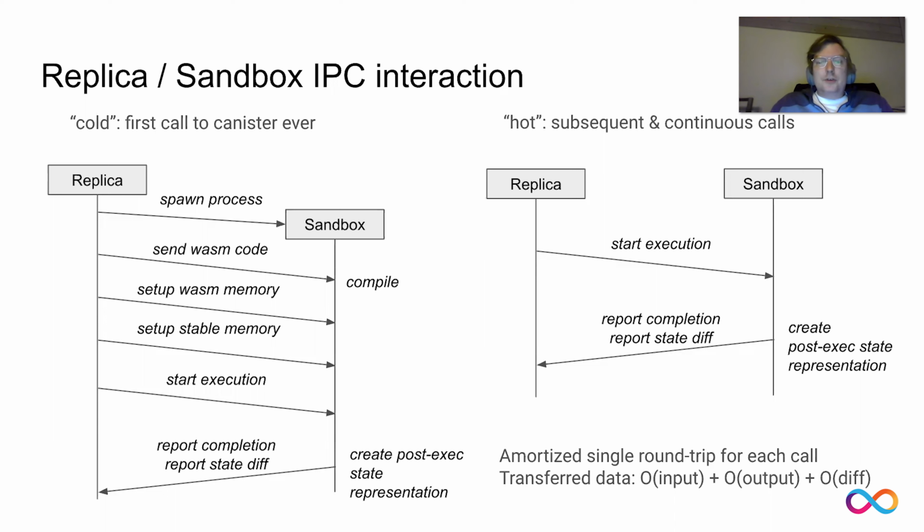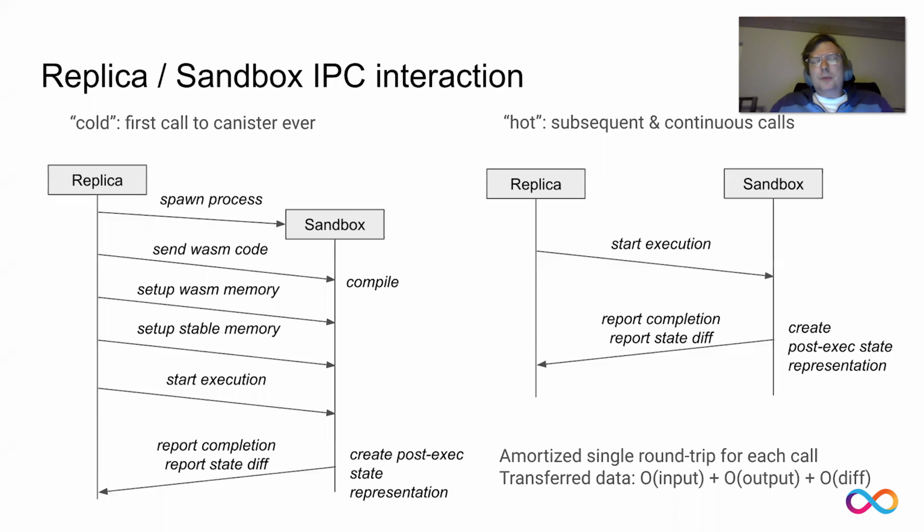Subsequently, it will start the execution, and when the sandbox has executed fully, it will, on the one hand, report back to the replica the completion and any output of the computation that happened there. What the sandbox will also do is create, inside itself, the post-execution state representation. So if there's changed memory, it will create a representation of that changed memory such that this already exists in the sandbox. And the significance of this can be seen in the diagram on the right-hand side.